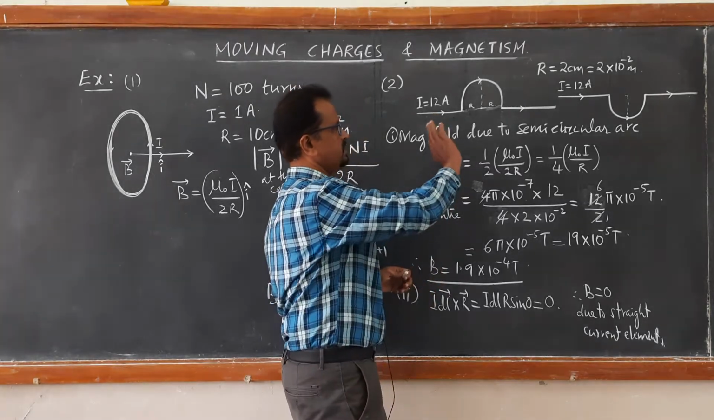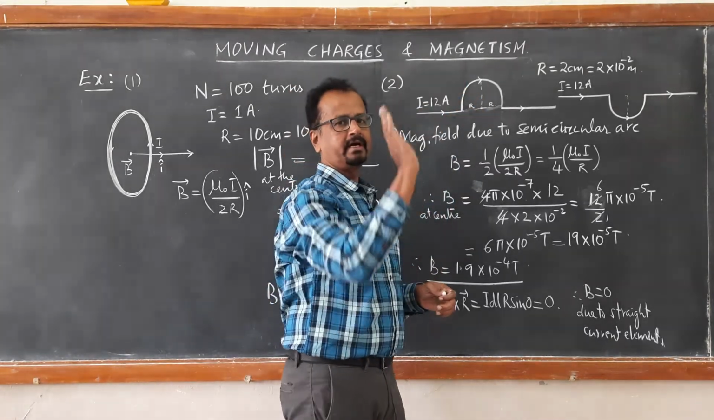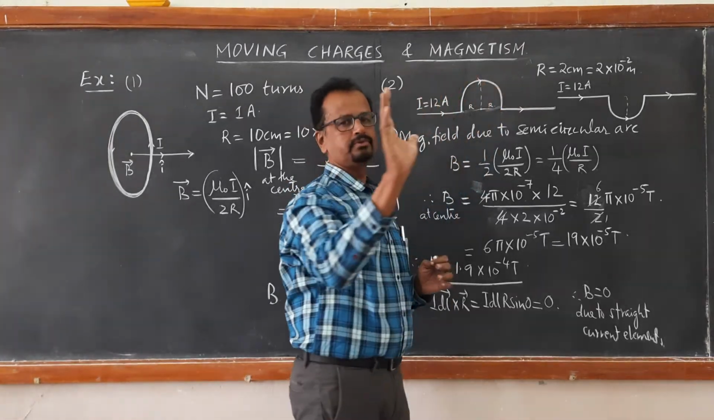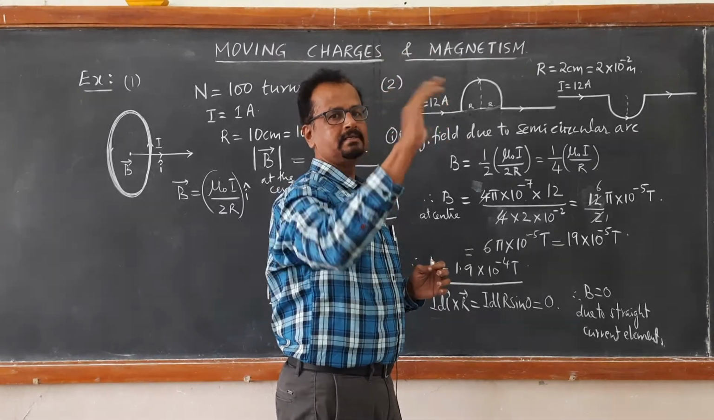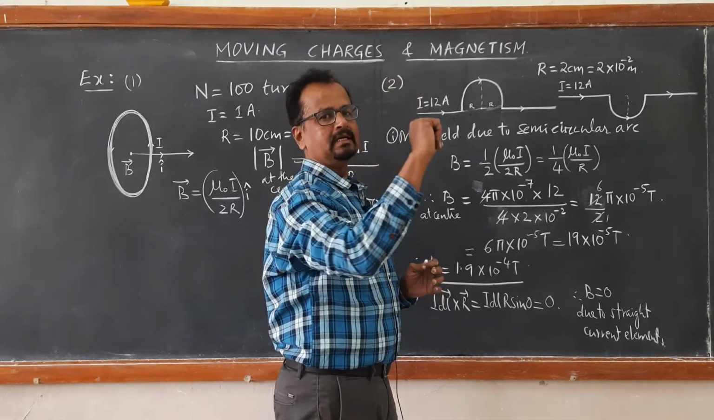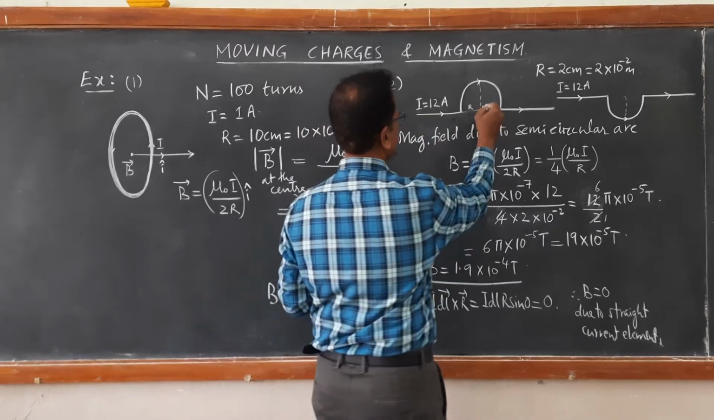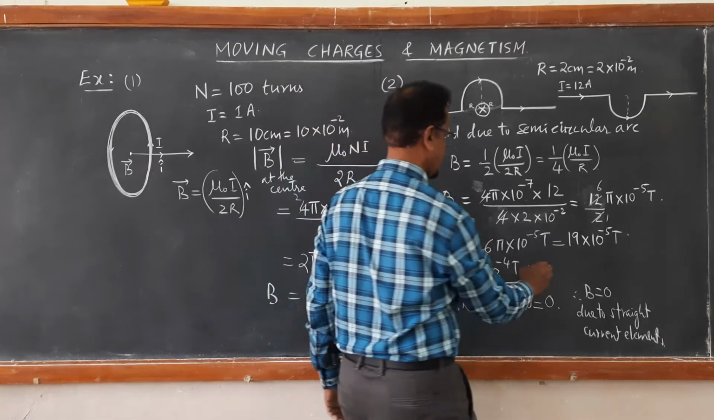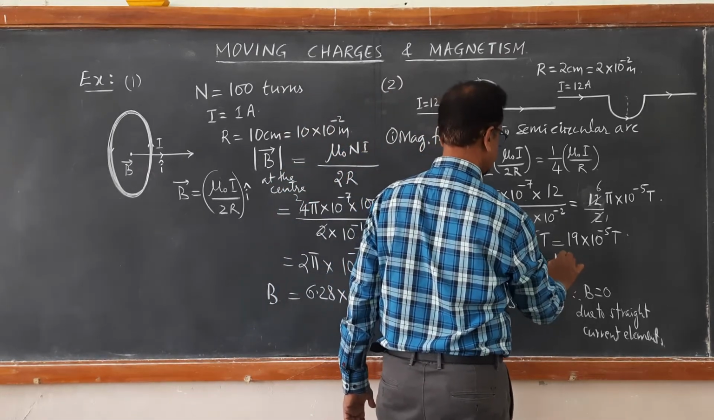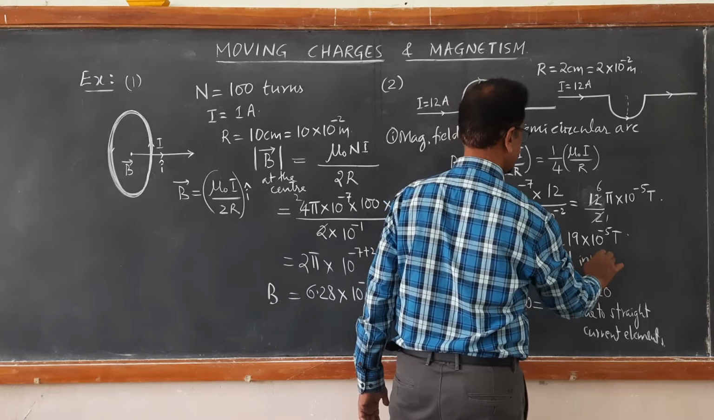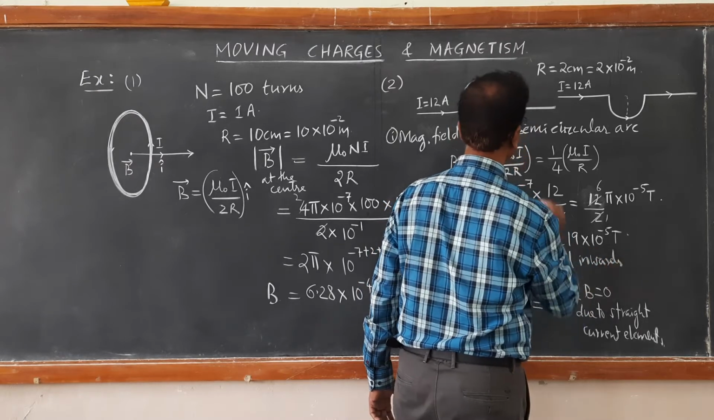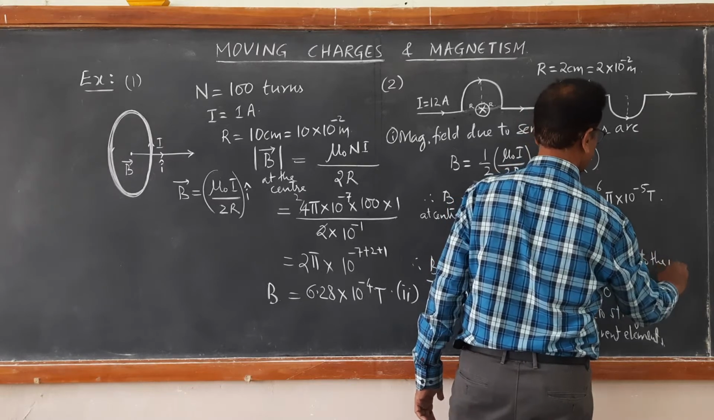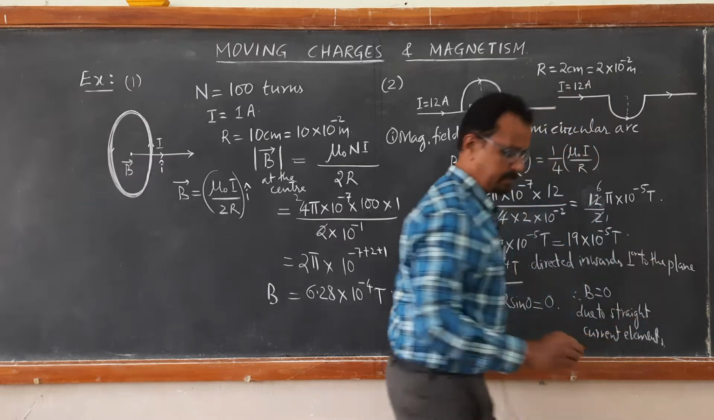In the first case, you see the current is in the clockwise sense. When the current is in the clockwise sense, see the thumb. The thumb is pointing inwards. We have to use the right hand rule. When the current is clockwise, the magnetic field is along the thumb. So, here it is going to be a cross. So, you can write here directed inwards, perpendicular to the plane of the loop.